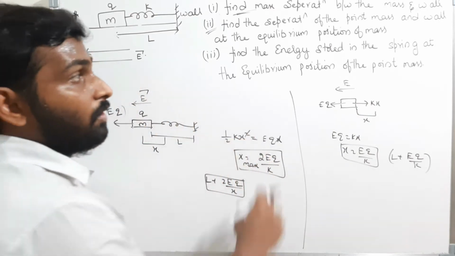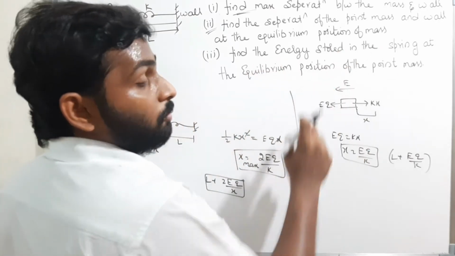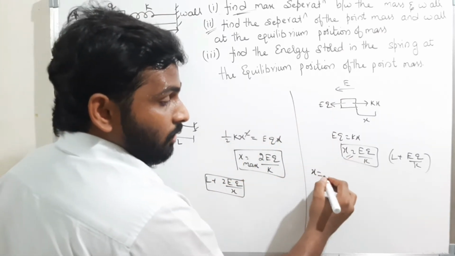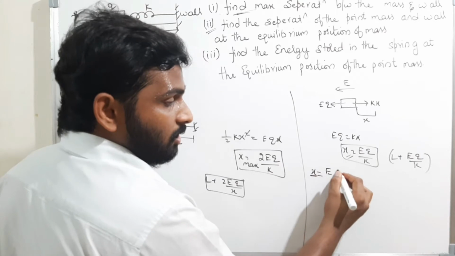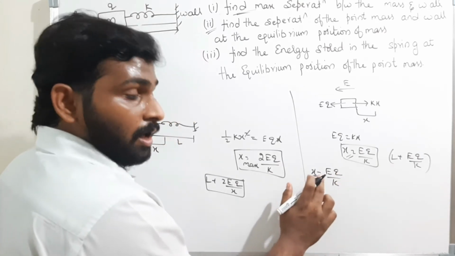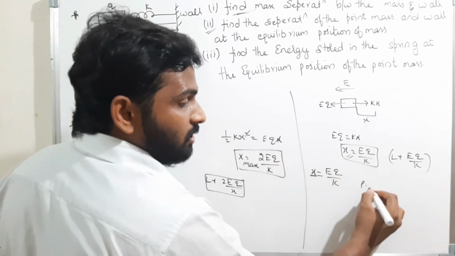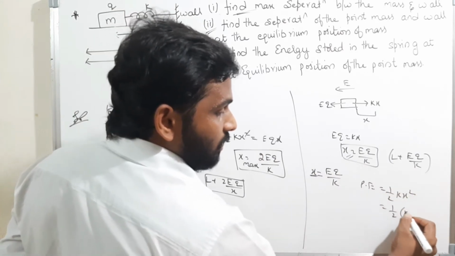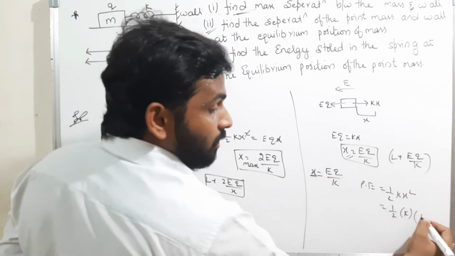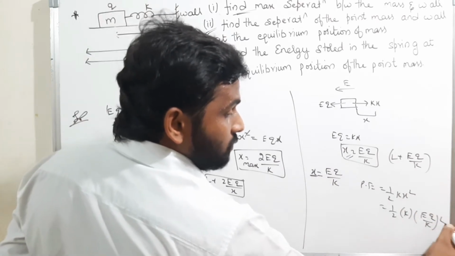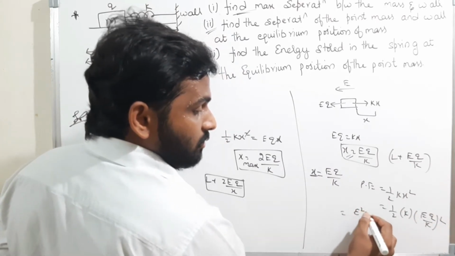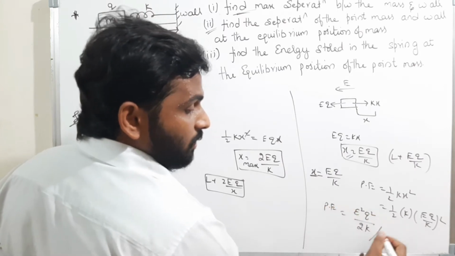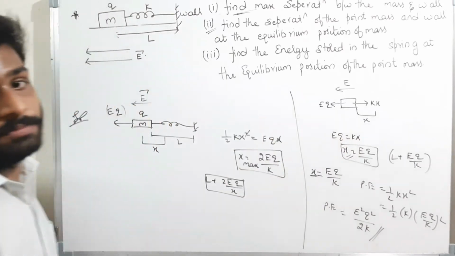Okay, well and good. Now, what is the energy stored in the spring at equilibrium position? At equilibrium position, the displacement is x. Therefore, the elongation in the spring is x, which is EQ by k. At this point, what is the potential energy? The potential energy is half kx square. Therefore, half into k, and x is EQ by k, whole square. Therefore, what is the answer? E square q square by 2k. That is the potential energy stored in the spring when the body is in equilibrium position.